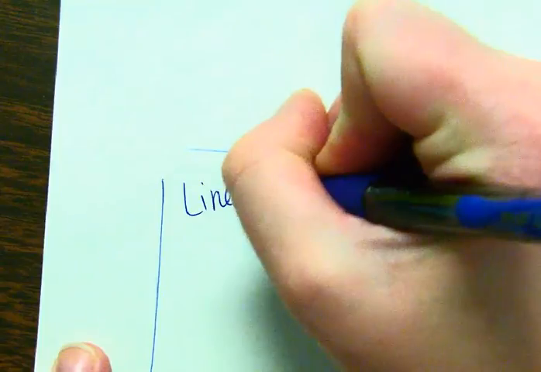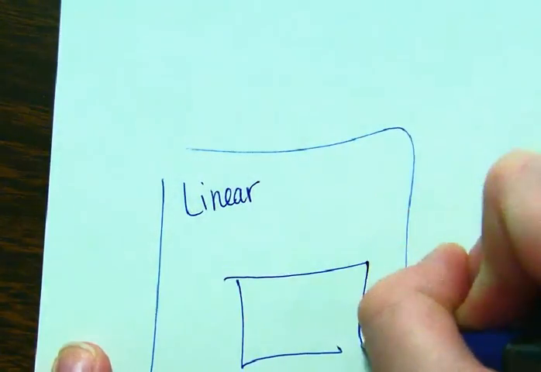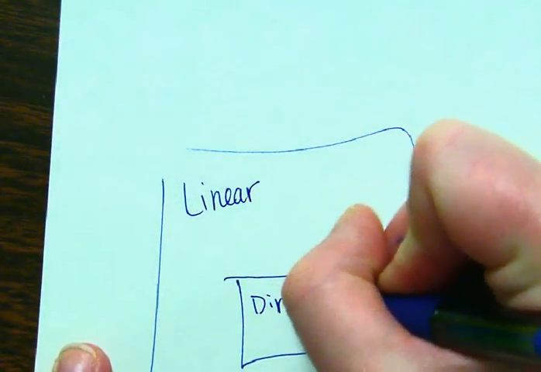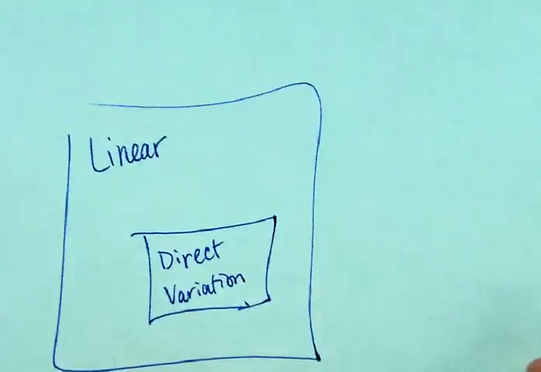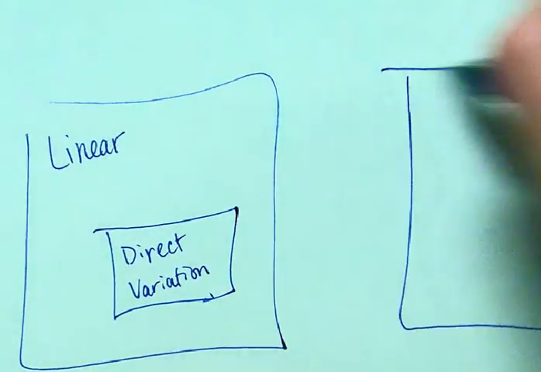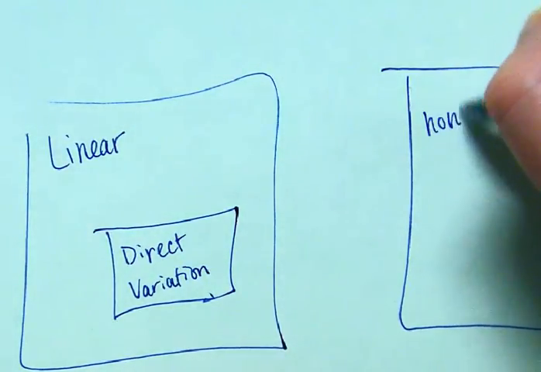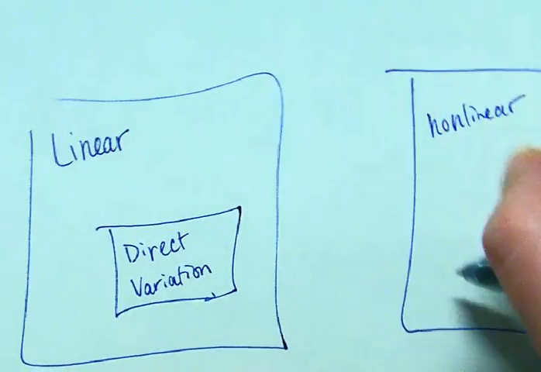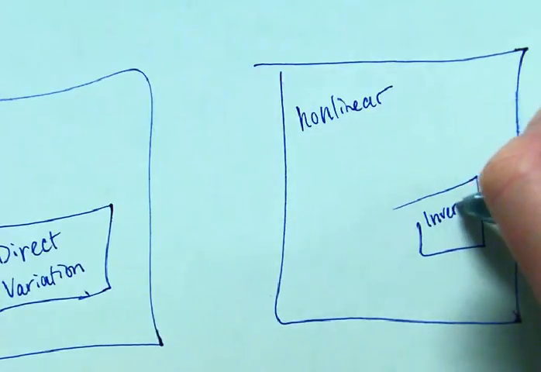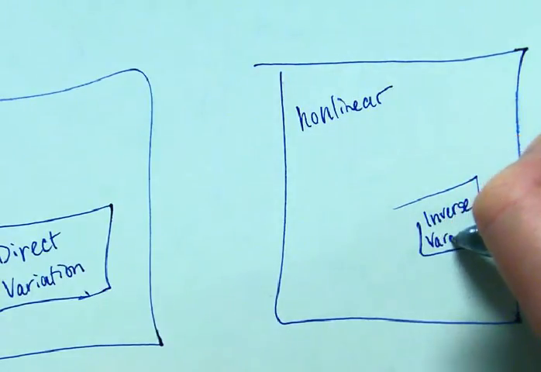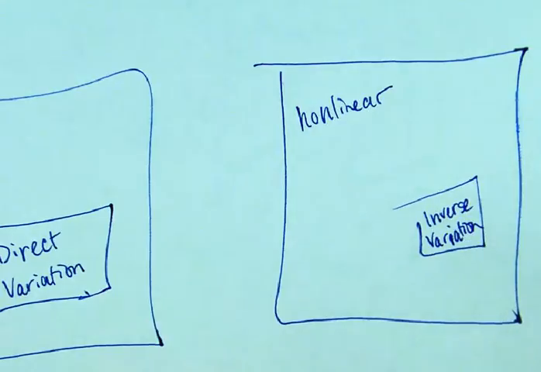If you wanted to think of it this way, if this were linear relationships, then direct variations or proportions would fit inside linear relationships. And if you were to think about nonlinear over here, inside that would be an inverse variation or inversely proportional. Okay? So you could think of it that way if that helps you out.